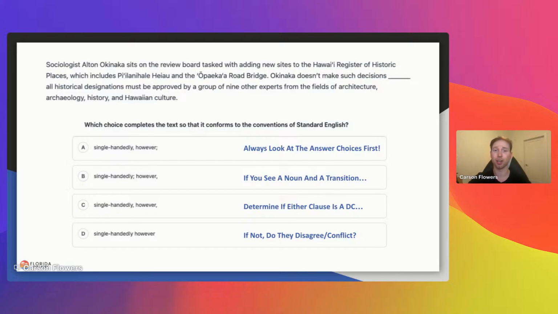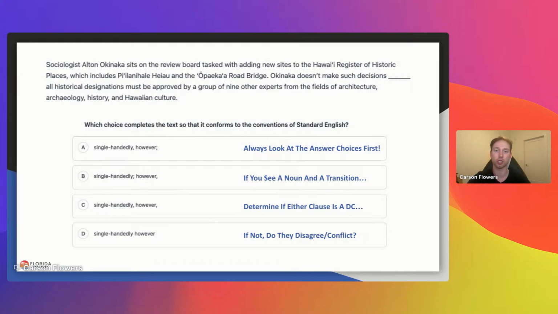First, let's determine independent clause or dependent clause. Let's check it out. So I'm looking at the blank here, and I can see that single-handedly is going to go with the first clause because it's before the transition. So let me read that. Okinaka doesn't make such decisions single-handedly. That makes sense when read by itself. That's going to be a full sentence. Next, we're going to have the second clause. So all historical designations must be approved by a group of 9 other experts from the fields of architecture, archaeology, history, and Hawaiian culture. That's a full sentence too, right? That's a pretty long sentence.